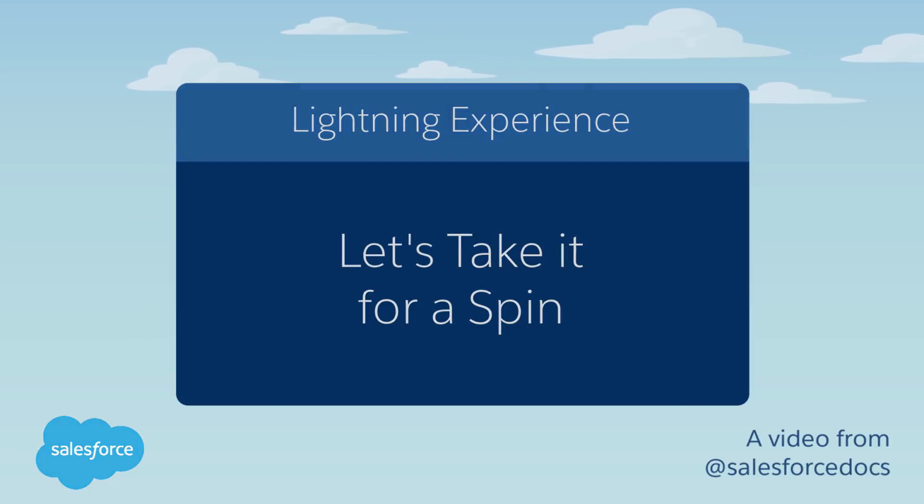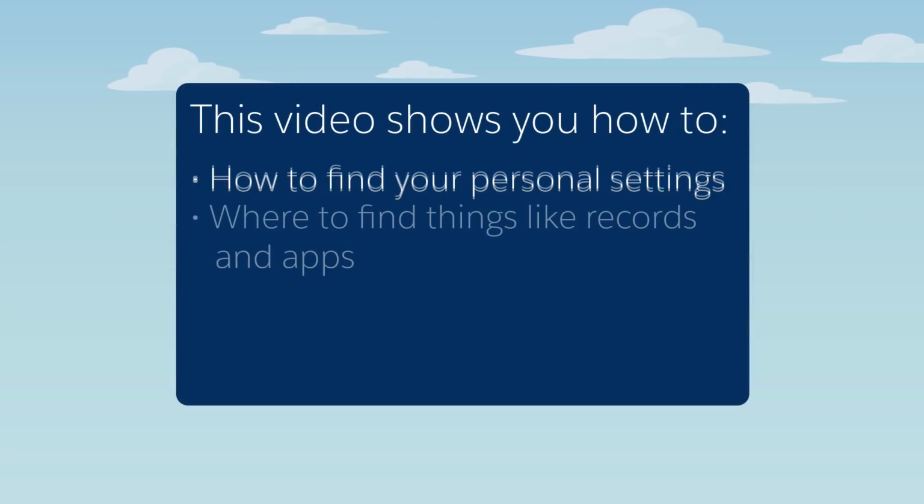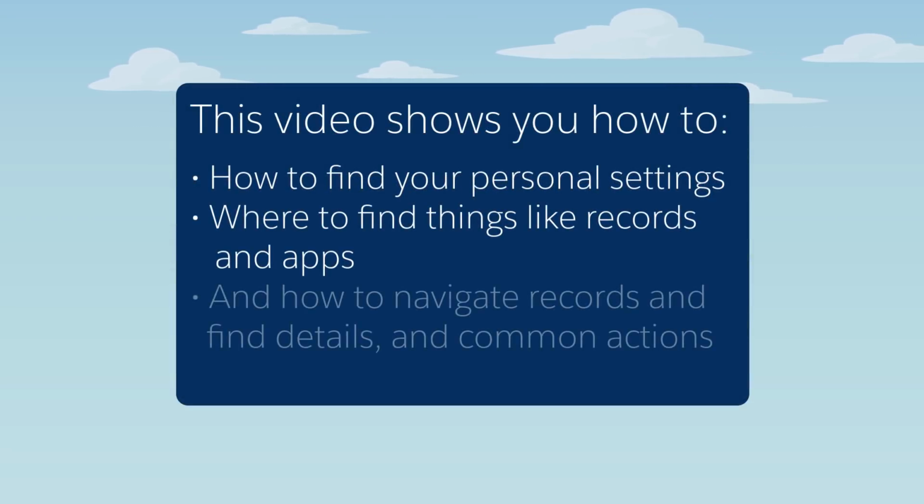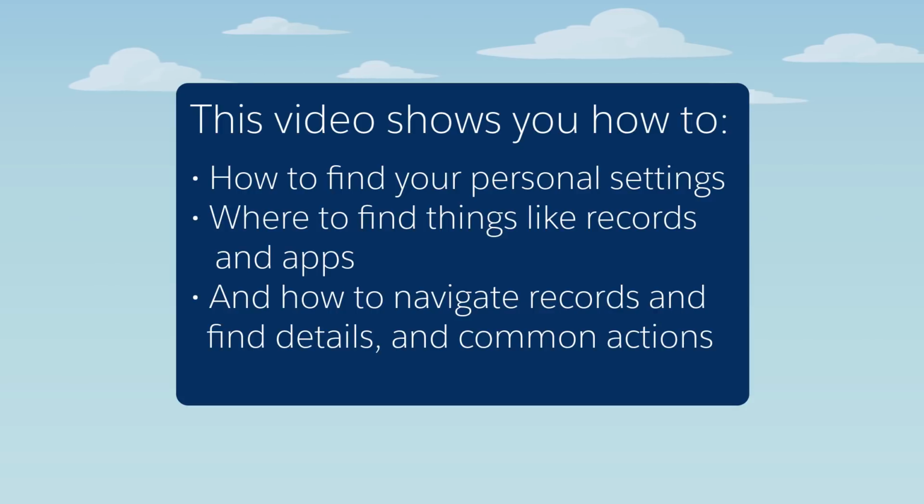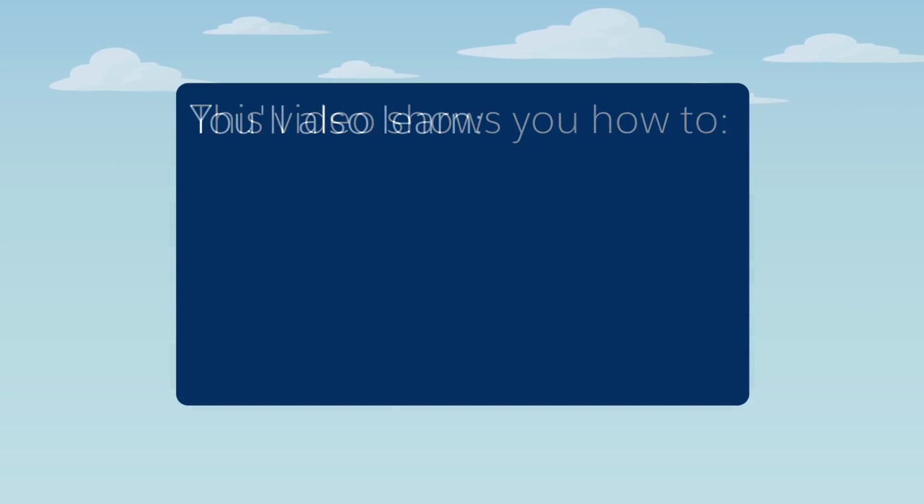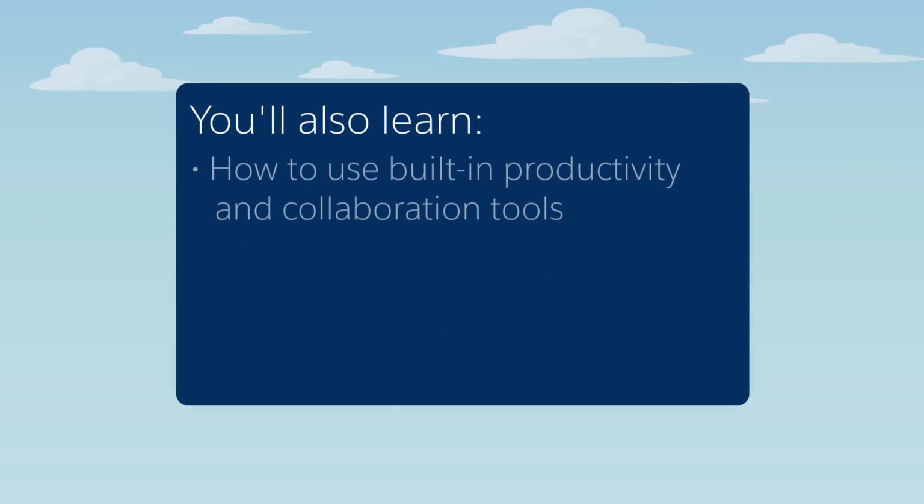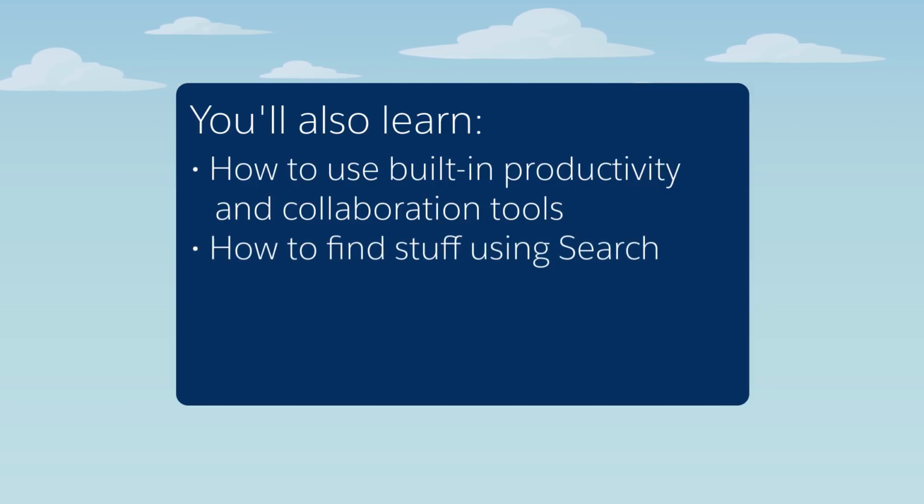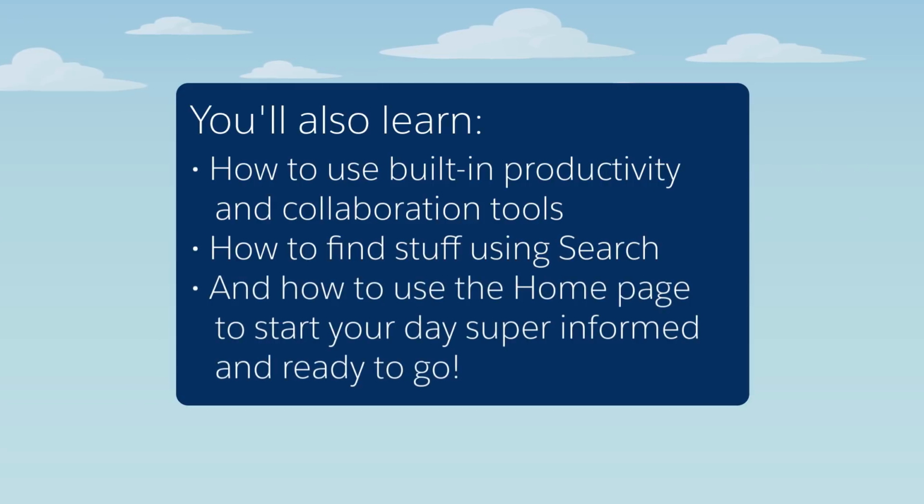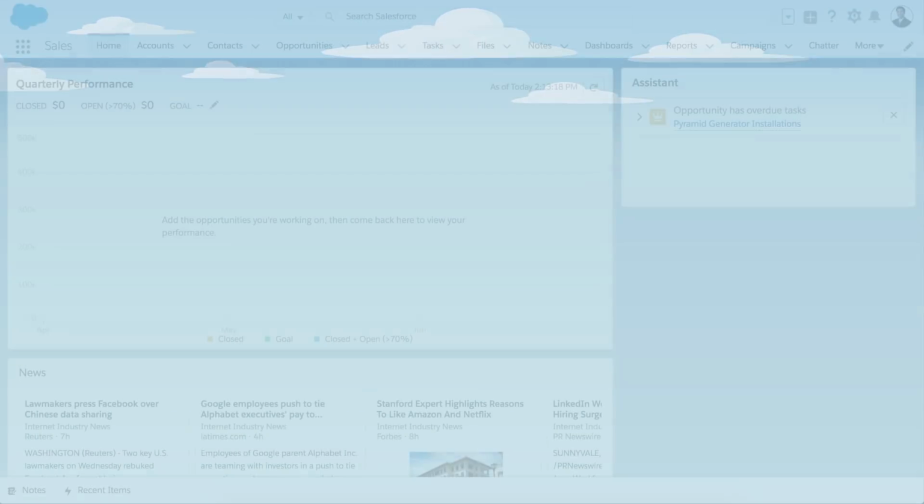This video shows you how to find your personal settings, where to find things like records and apps, and how to navigate records and find details and common actions. You'll also learn how to use built-in productivity and collaboration tools, how to find stuff using search, and how to use the home page to start your day super informed and ready to go. So let's take Lightning Experience for a spin.